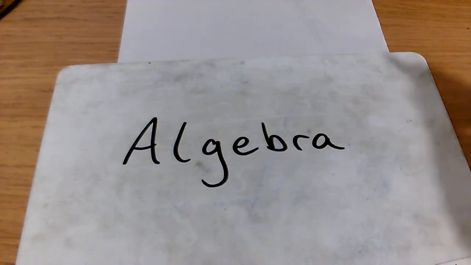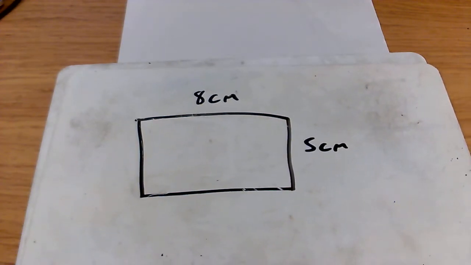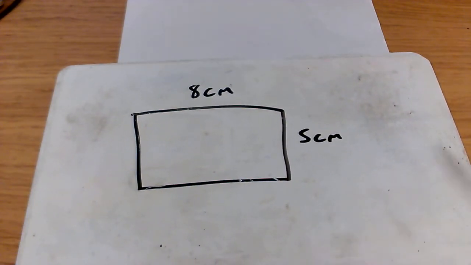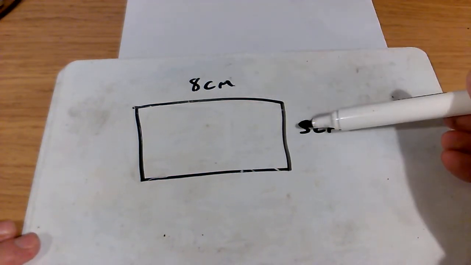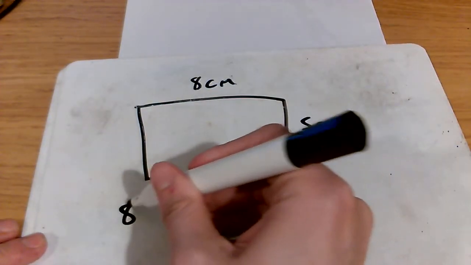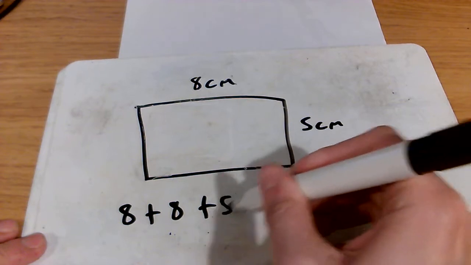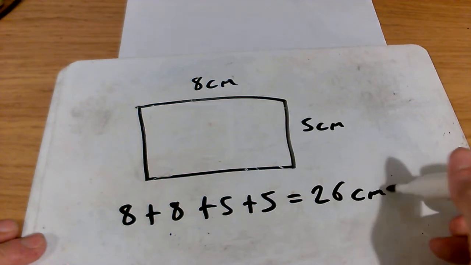So here we're looking at algebra. Algebra is just the maths you do when you don't know the value of something. For example, if we were working out the perimeter and area of this rectangle, we don't have to do any algebra here because we can see the values of the sides. So if we want to know the perimeter, we just do 8 plus 5 plus 8 plus 5, or 2 8s and 2 5s. If you write that down, there's the 2 8s, there's the 2 5s, and that's going to make 26 centimetres.